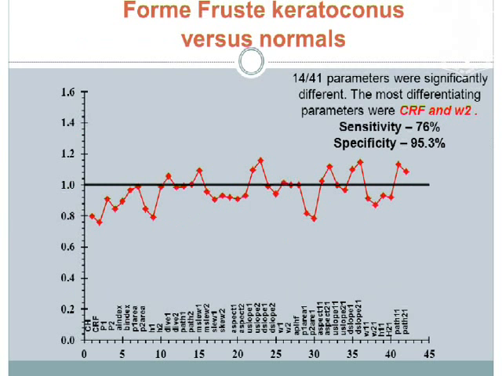However, when we tried to do the same thing with form fruste keratoconus versus normals, we realized that only 14 of these parameters were significantly different. And the most important parameters were CRF and W2. And this had a low sensitivity but a higher specificity. So after this study, CRF was routinely included in the refractive screening of patients, like pre-LASIK, and if at all there was a lower CRF value, then the patient was advised against surgery and the evaluation was repeated.